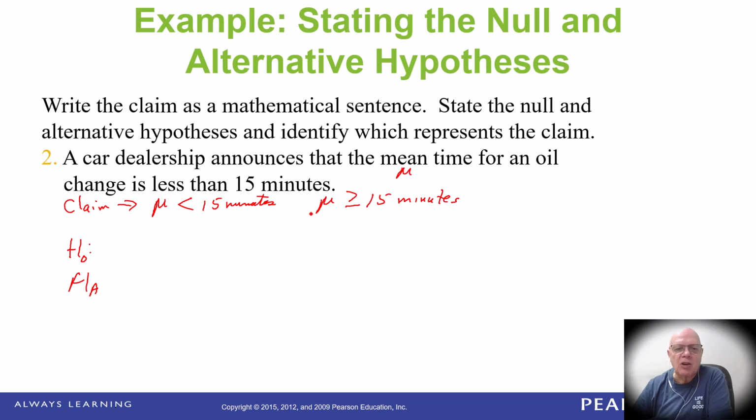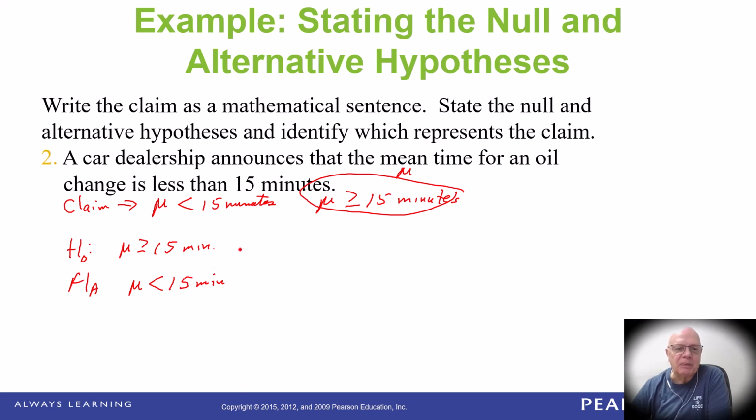Which one of these has the equals? Right here. So we'll put that for the first one. The mean is greater than or equal to 15 minutes. Notice I put the units in here. That's so that as I'm working on a hypothesis test, I know that I'm talking about minutes. So I don't lose track of what I'm actually working with. And the other one, the only one that remains, mu is less than 15 minutes.